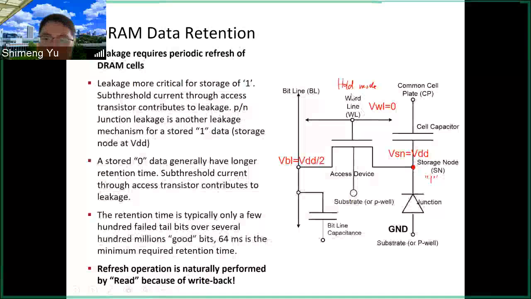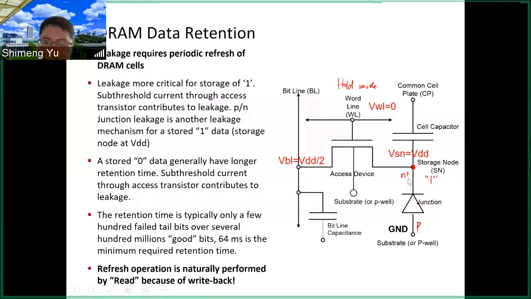And then the word line is off during the hold mode. But the bit line here, as we discussed, we want to pre-charge to be half VDD. So you have half VDD on the bit line. And also here we draw this PN junction because we want to emphasize this is a transistor, and this is NMOS. So you have N plus doping to the source and drain terminal, and then the substrate is P-type.